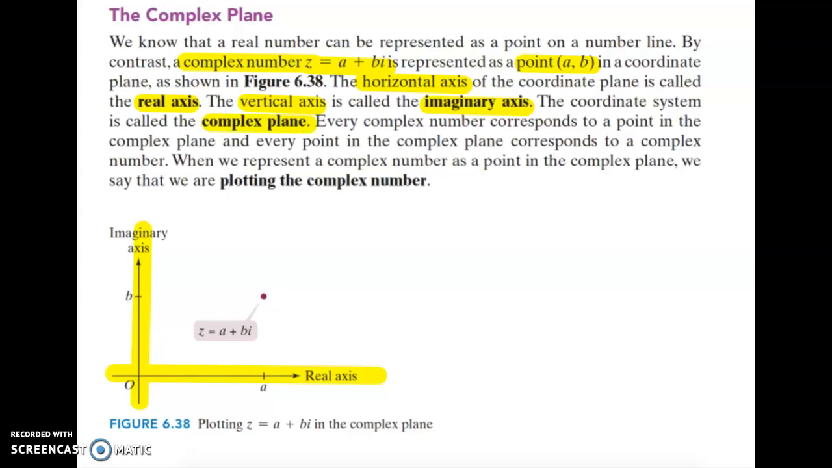Every complex number can be written as an ordered pair. So we're going to be plotting these on a coordinate plane, but you're plotting it on a complex plane instead. So we'll do some examples on the next slide.